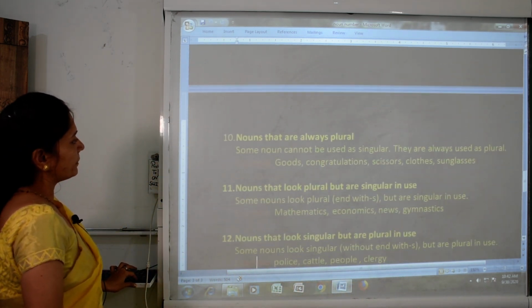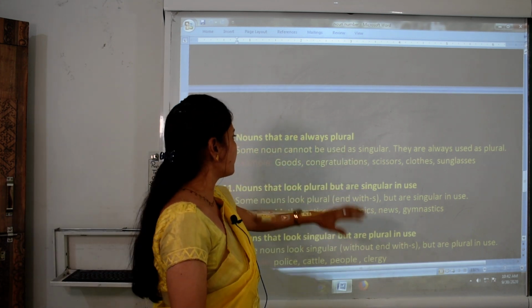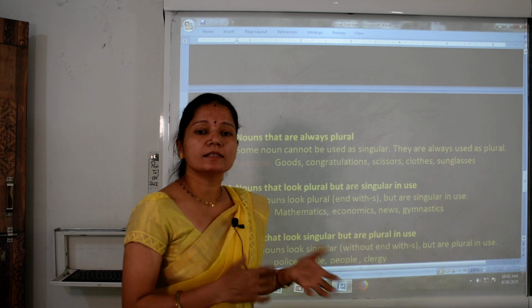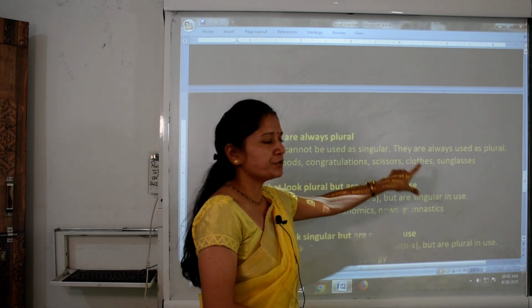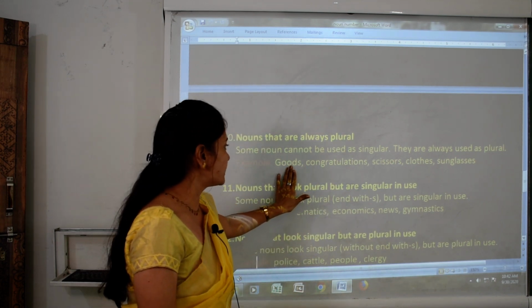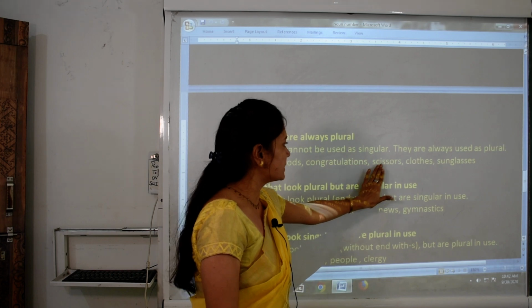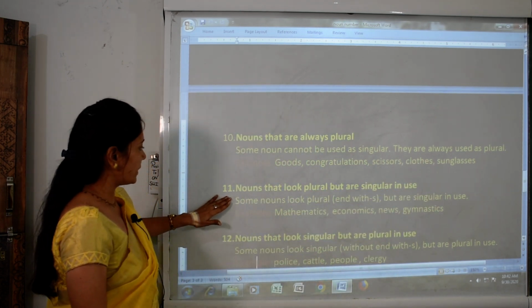Now let's see rule number 10. Nouns that are always plural. Here some words have been given to you. These are always counted as plural. Some nouns cannot be used as singular. They are always used as plural, so we have to always use them as plural. Goods, congratulations, scissors, clothes, sunglasses.